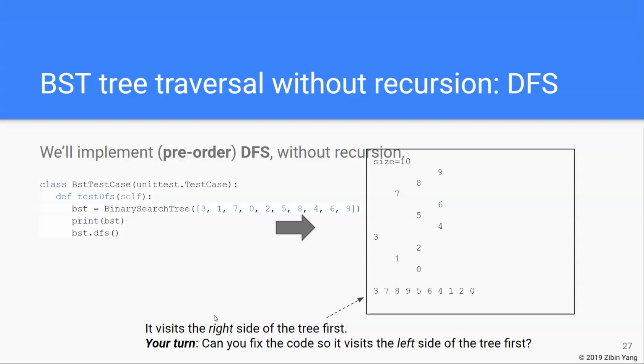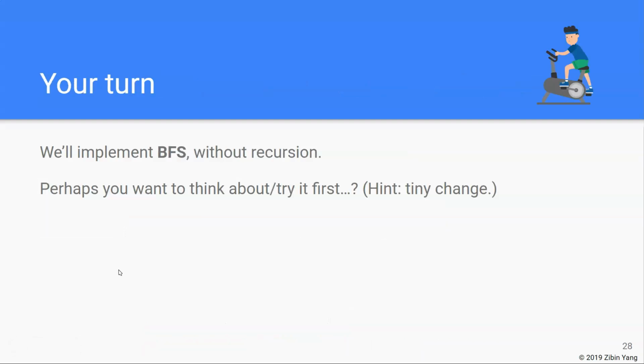And I'll leave it as a quick and simple exercise for you if you want to fix the code such that it prints out the left side of the tree before the right side. Next, we want to implement BFS, obviously without recursion. If you want to try this yourself first, pause the video. If you want a hint, the code we just wrote for DFS works almost for BFS. You just need a small little change.